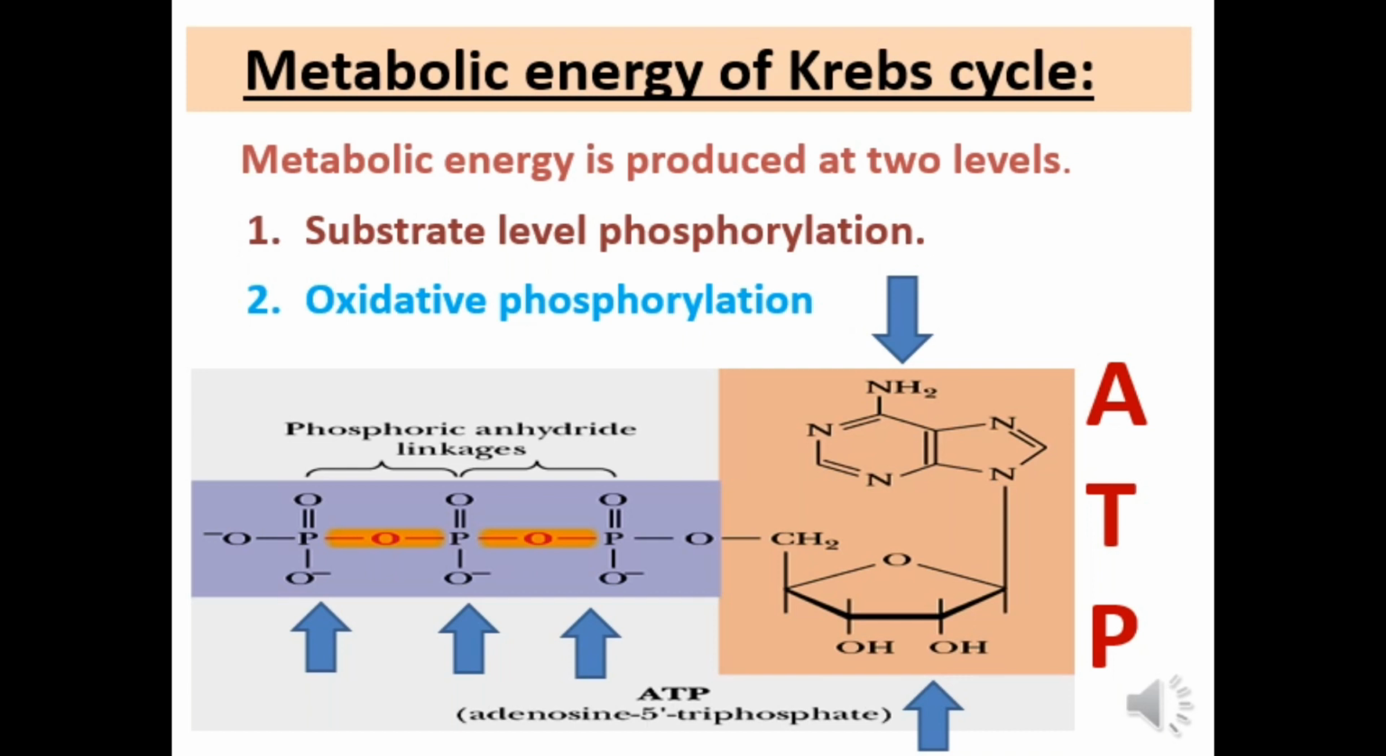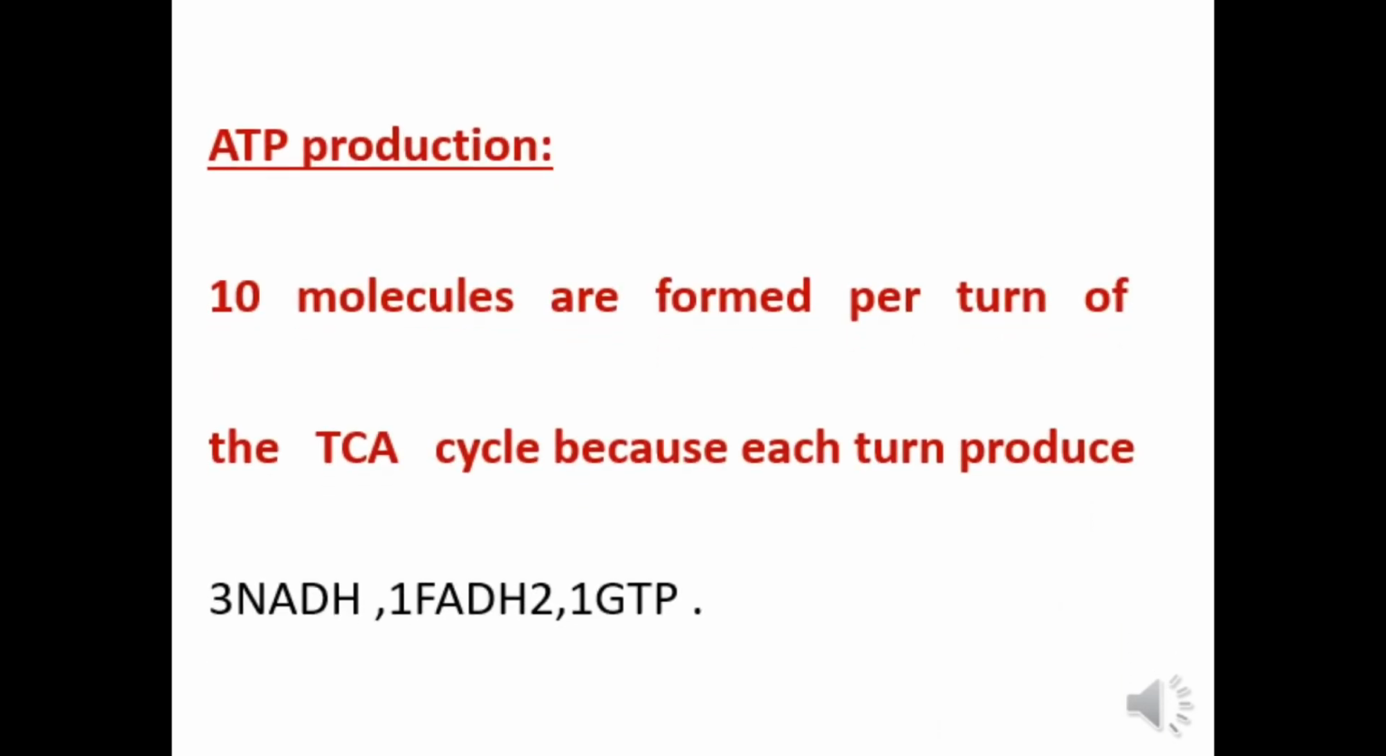ATP production. 10 molecules are formed per turn of the TCA cycle, because each turn produces 3 molecules of NADH, 1 molecule of FADH2, and 1 GTP. Each NADH through the respiratory chain produces 2.5 ATP. 3 multiplied by 2.5 equals 7.5. And the FADH2 produces 1.5. The total is 9. And 1 GTP, the total is 10 molecules of ATP.